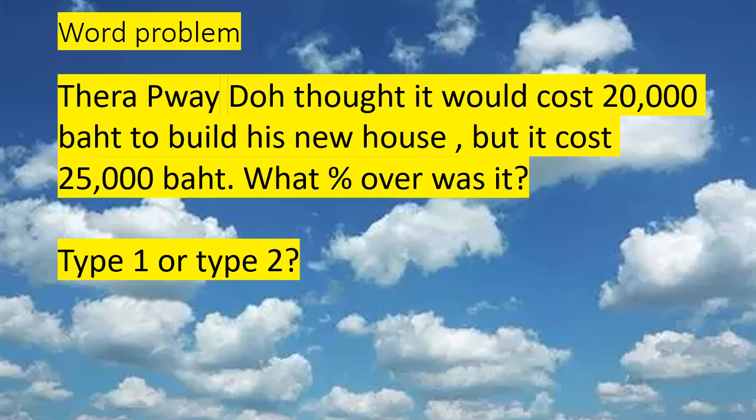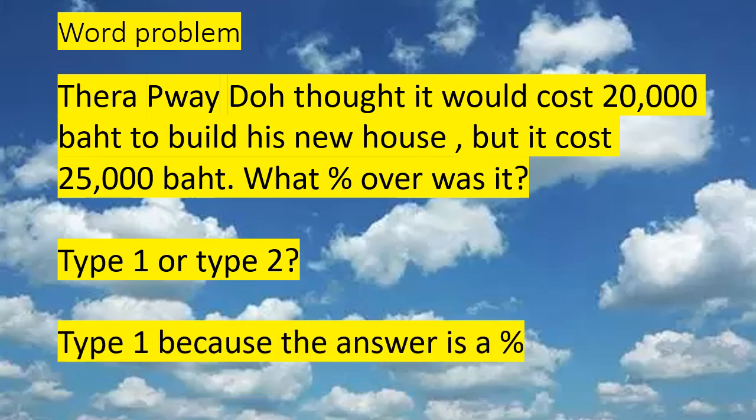Okay, so this time the problem is buried in a story. Thrapuedo thought it would cost 20,000 baht to build his new house, but it cost 25,000 baht. What percentage over was it? So is this a type 1 or type 2? Okay, and the answer for that one is type 1 because the answer will be a percentage.